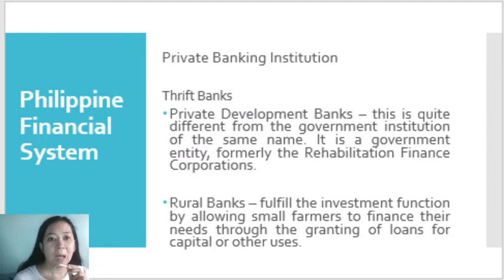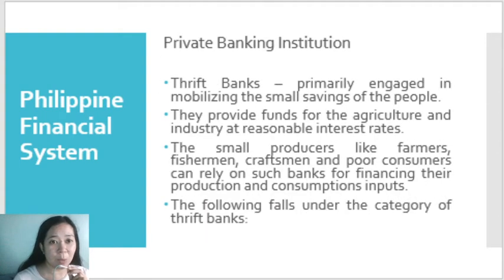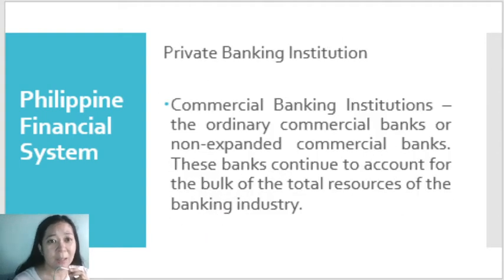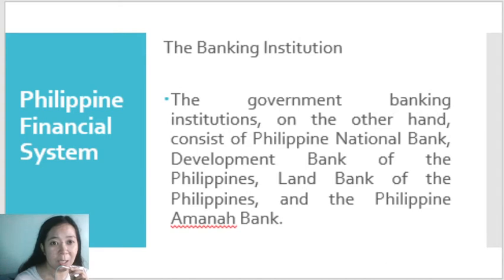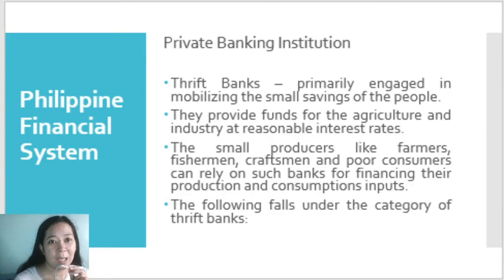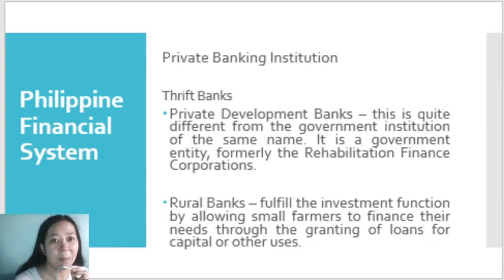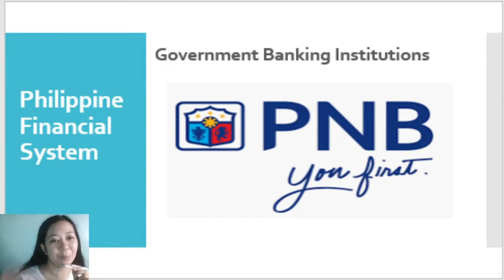Again, private banking institutions are the commercial banking institutions and the thrift banks. So the big and small banks are basically part of the private banking institutions in our country. Now we go to the government banking institutions. What are the government banking institutions?